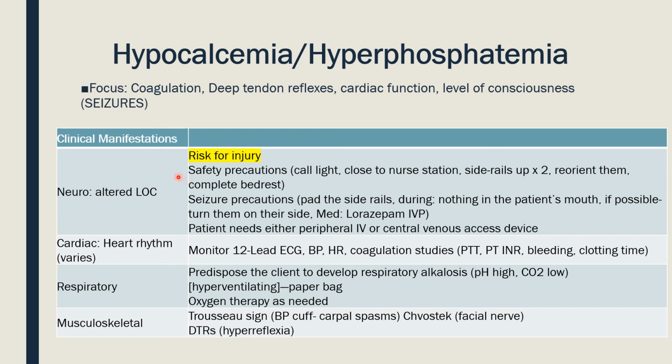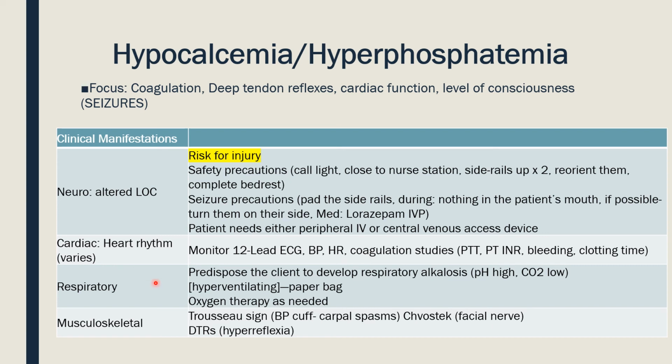So as you can see here, we're using, again, safety precautions and seizure precautions. And remember, your patient will need a peripheral IV or central venous access device. Now for cardiac, we will notice that their heart rhythm may change. Again, you want to make sure you monitor the 12-lead ECG, blood pressure, heart rate, and coagulation studies, because calcium has an effect on blood clotting. So technically, we're checking all of this because of the calcium, okay? Not necessarily because of the phosphorus.